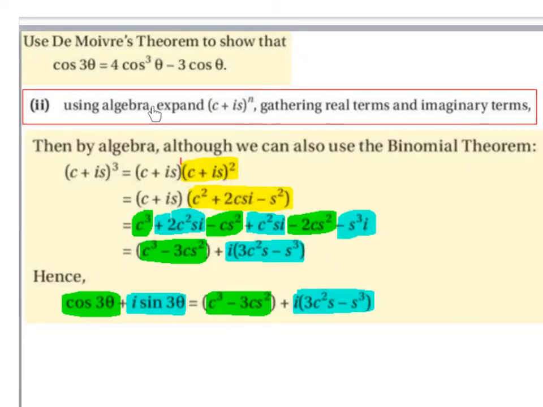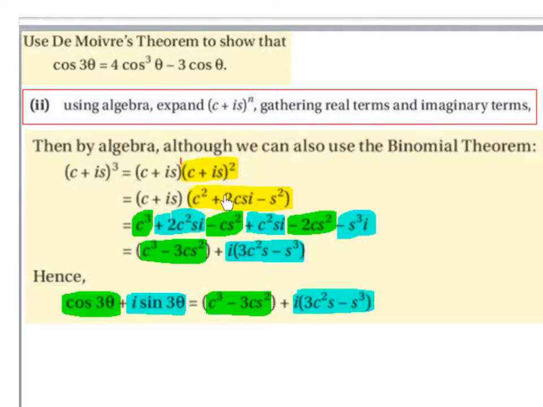Step 2. Using algebra, expand (c plus is) to the power of n, gathering real terms and imaginary terms. Then by algebra, although we can also use binomial theorem, (c plus is) to the power of 3 is going to be (c plus is) to the power of 1 multiplied by (c plus is) to the power of 2, because 2 plus 1 makes 3. We can bring down c plus is as it is with brackets, and we're going to multiply out (c plus is) squared, and that will give us c squared plus 2csi minus s squared.